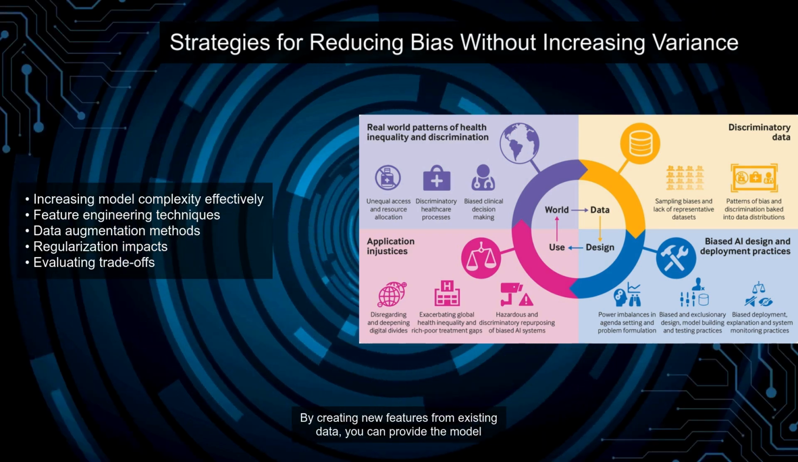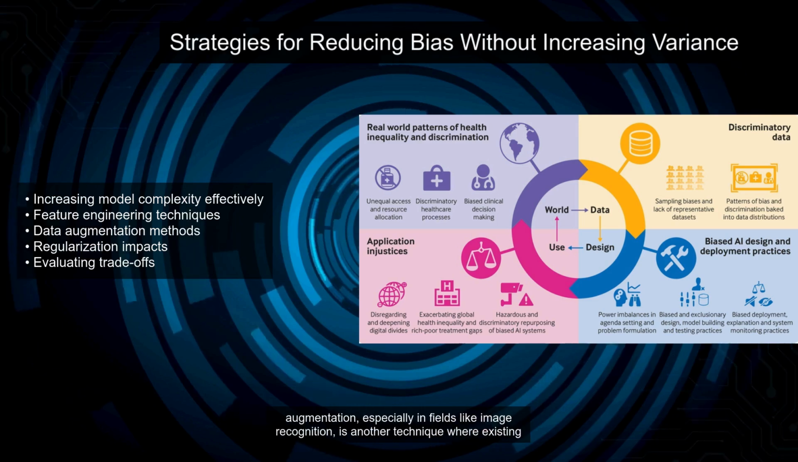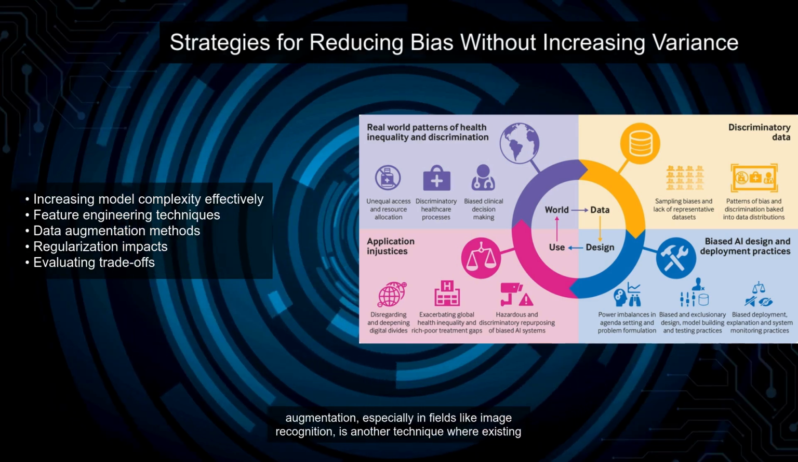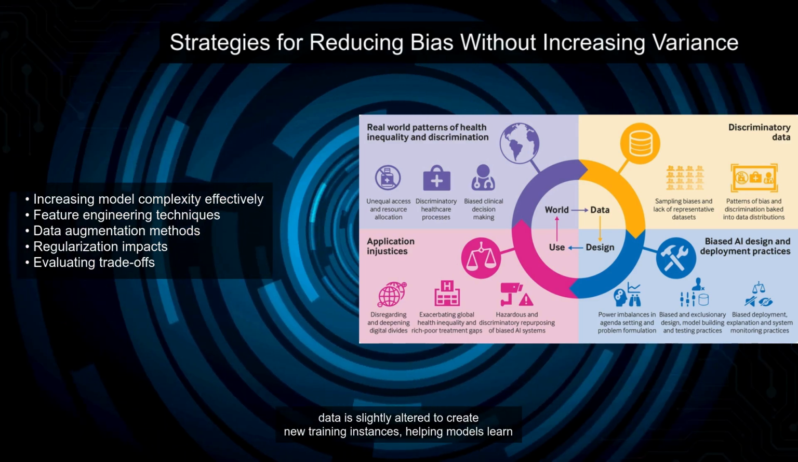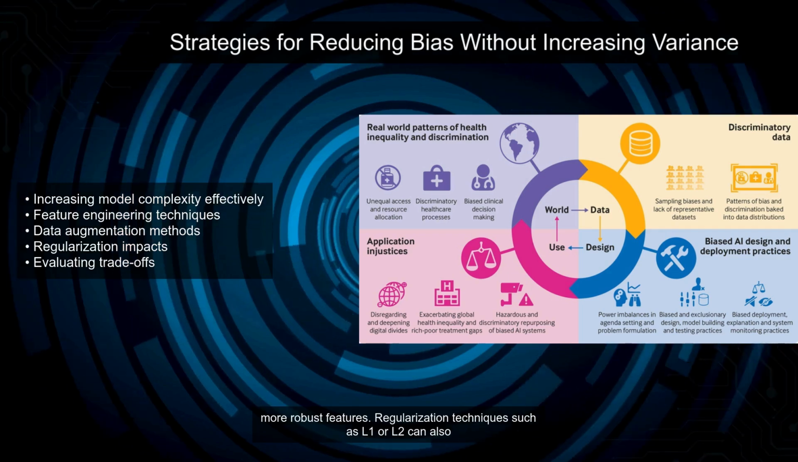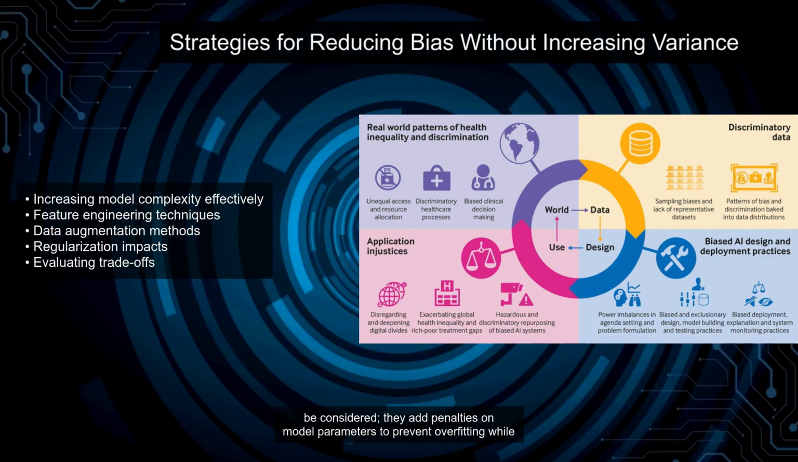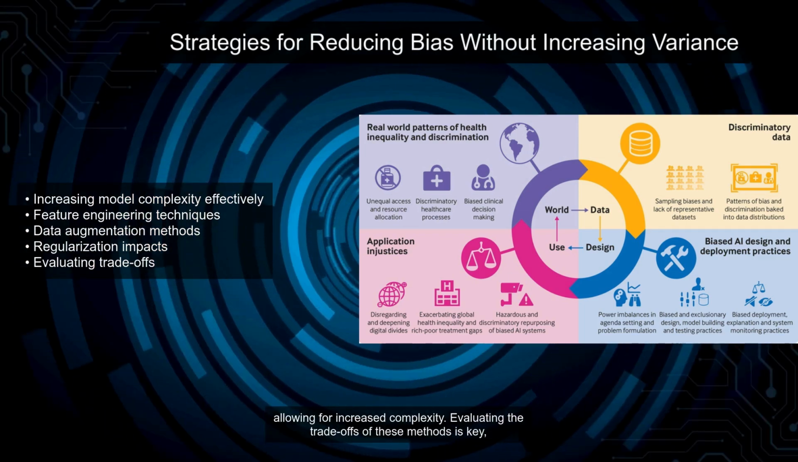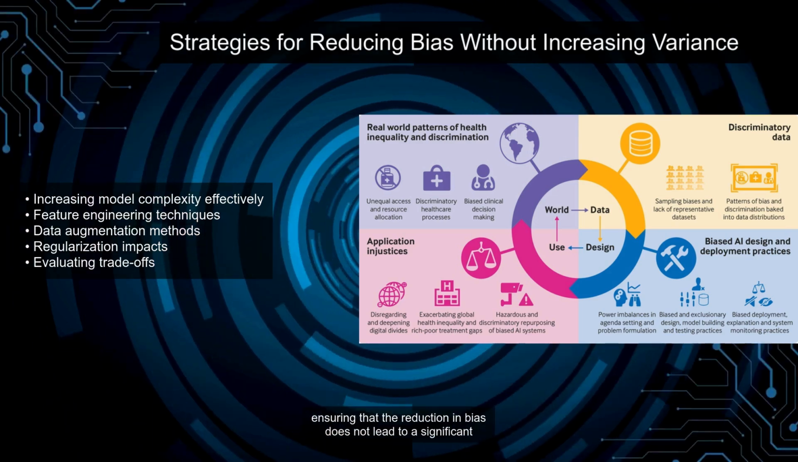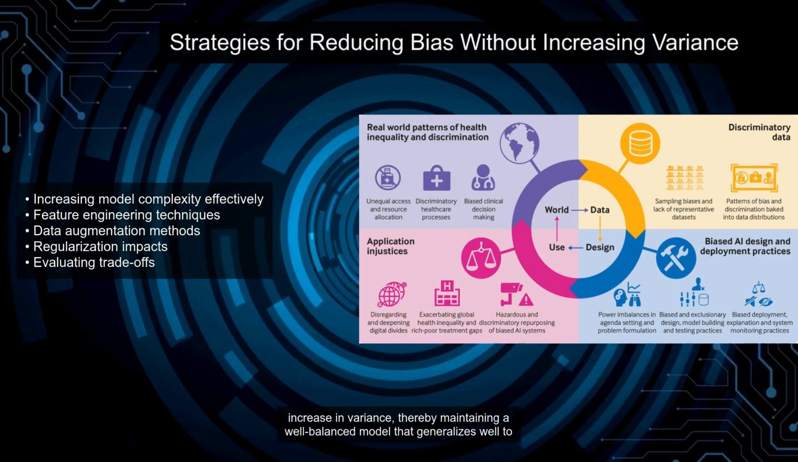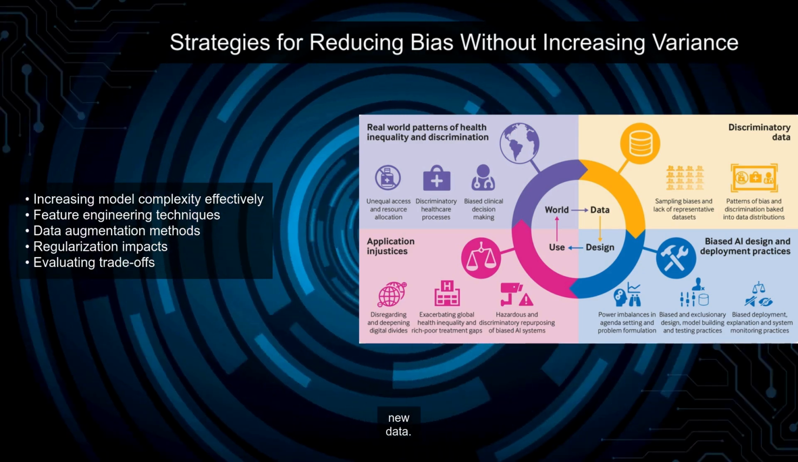By creating new features from existing data, you can provide the model with additional information that helps reduce bias without necessarily increasing variance. Data augmentation, especially in fields like image recognition, is another technique where existing data is slightly altered to create new training instances, helping models learn more robust features. Regularization techniques such as L1 or L2 can also be considered. They add penalties on model parameters to prevent overfitting while allowing for increased complexity. Evaluating the trade-offs of these methods is key, ensuring that the reduction in bias does not lead to a significant increase in variance, thereby maintaining a well-balanced model that generalizes well to new data.